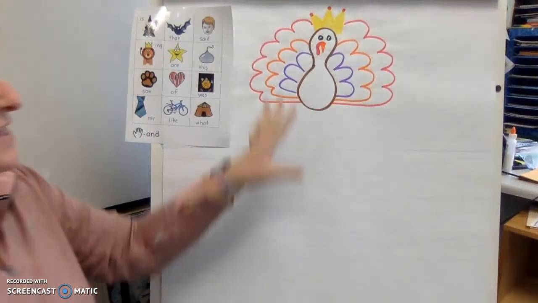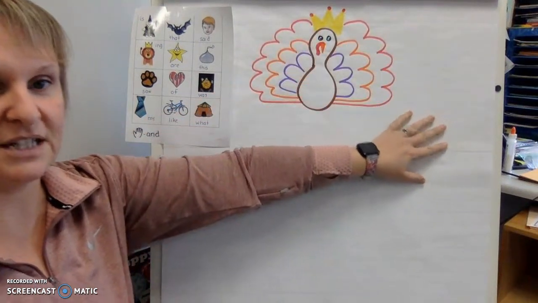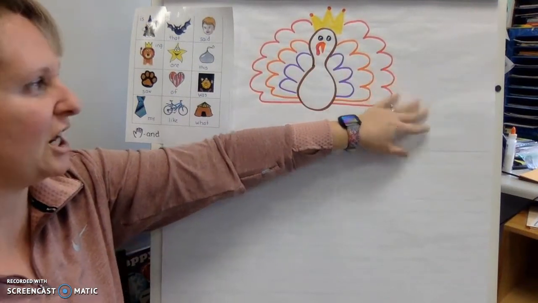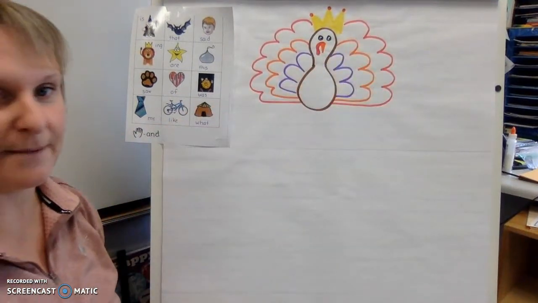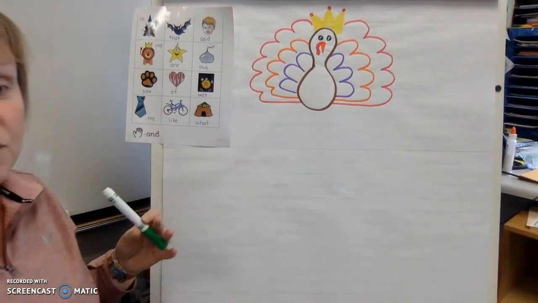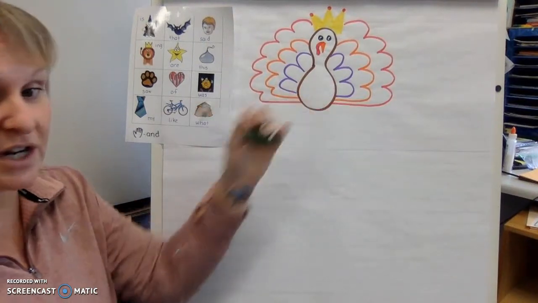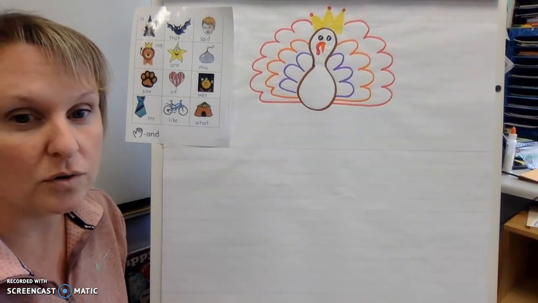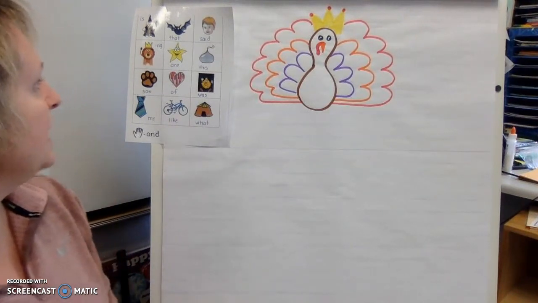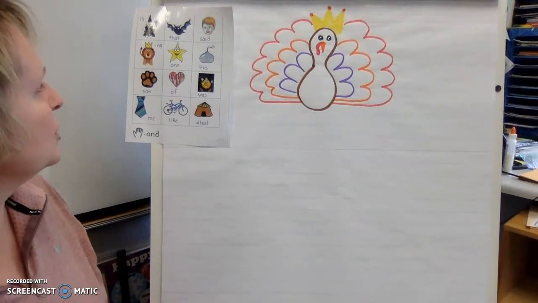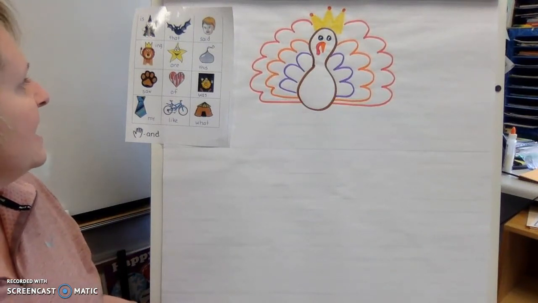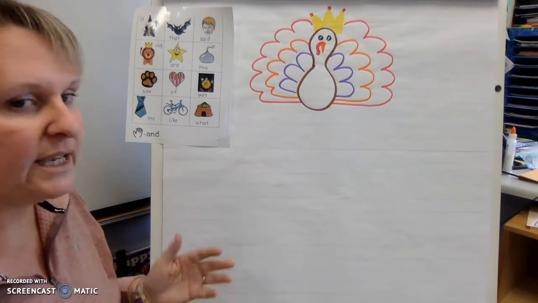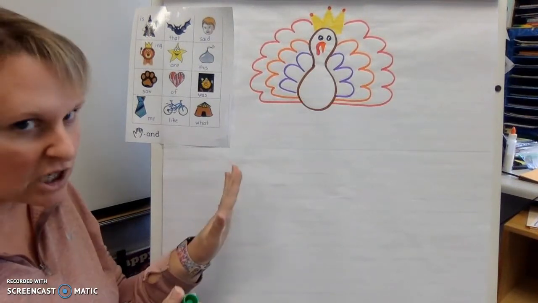All right, so now that we have our picture drawn, because the first step in kid writing is draw your picture. So that's my picture for today, our Turkey King. Now we were the illustrators, now we get to be the authors. So we get to make up our own story. So my story is going to be, this is a Turkey King. All right, that's all I'm writing for today.